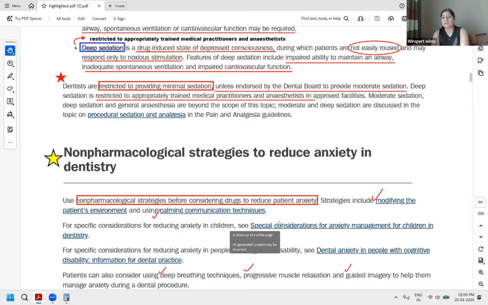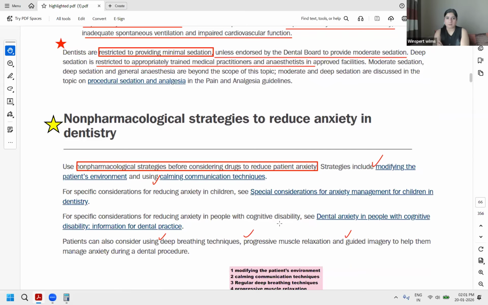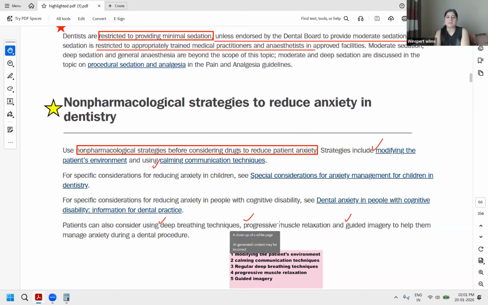Deep sedation is, yes, a kind of general anesthesia, depending upon how deeply you do it. Even GAs have different depths. So dentists are restricted to providing minimal sedation unless they are endorsed by the dental board to provide moderate sedation. Deep sedation is not done by dentists or in dentistry.